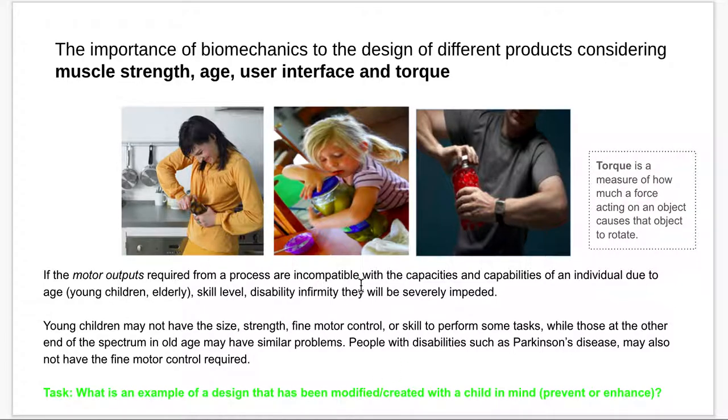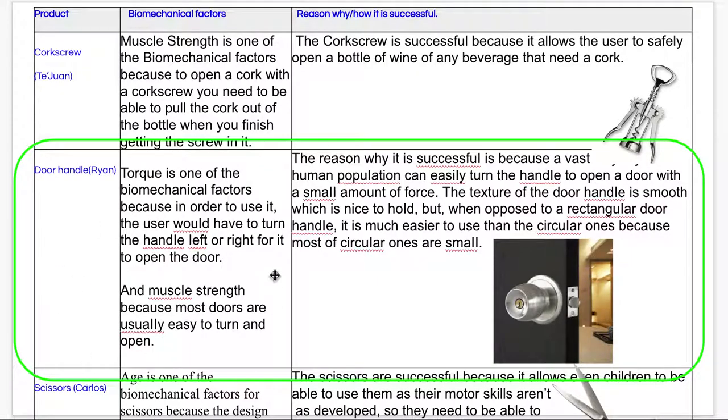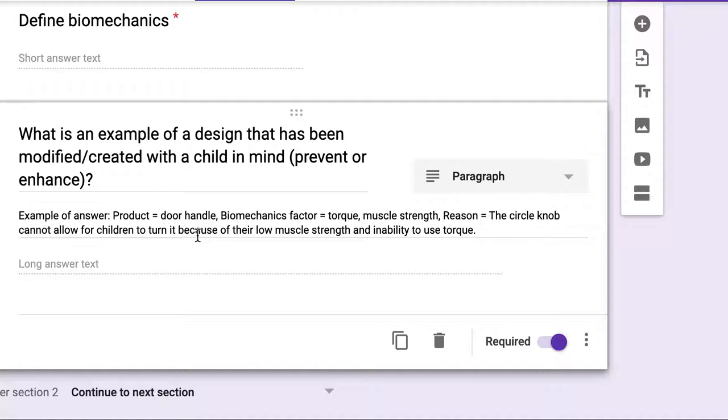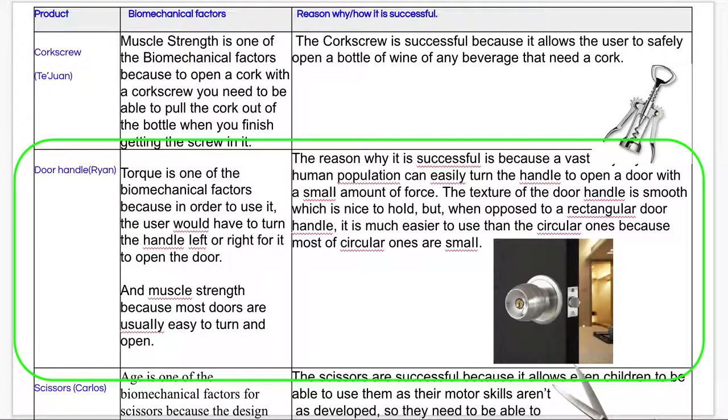So based on that, I want you to find an example, and then how has that been modified with children in mind? How can that enhance their use, or how can it maybe prevent a use in some way? So one example is a doorknob. So the doorknob is related to torque and related to muscle strength. So I've seen this in my son. Whenever he tries to twist open the door, he can't do it because he doesn't have the torque ability, nor does he have the muscle strength to actually hold on to the door and twist a doorknob that's like that. He can do it with flat ones, but these round ones, he has a challenge. So that has caused him, here's this question, the circular doorknob cannot allow for children to use it because of their low muscle strength and inability to use torque, okay? So that's an example. Product, door handle, biomechanics, torque, muscle strength, reason, and that's why. So that's second to last question.